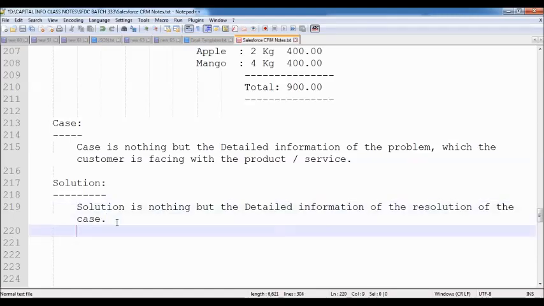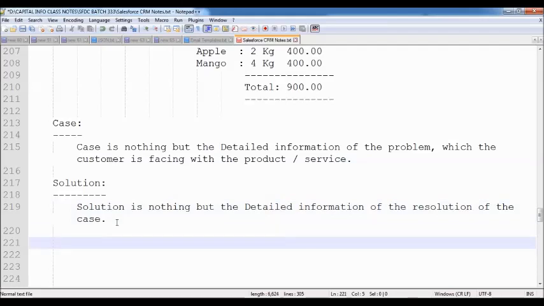Now, in this case, what happened? The customer raises the case, and then as an organization, we provide the solution. How? By using our service team. Our service team receives the cases from the customer side and resolves the customer's problem. Either they go to the customer's place directly, or the customer visits our service center, and we provide the solutions to our customer's problems. This is taken care of by the service team or the service department.